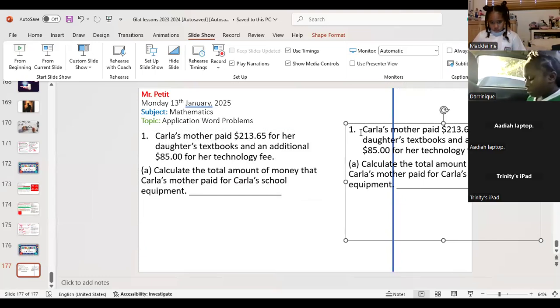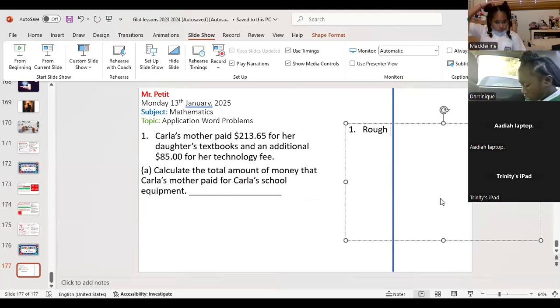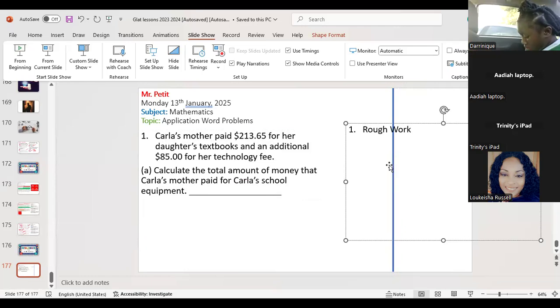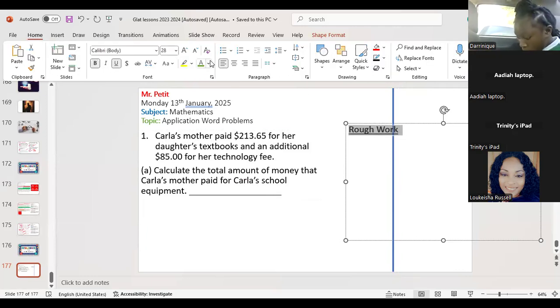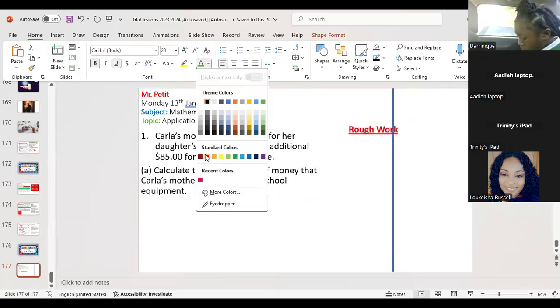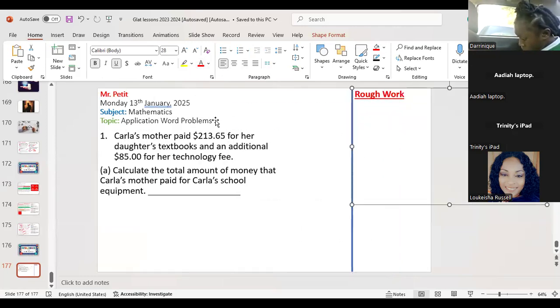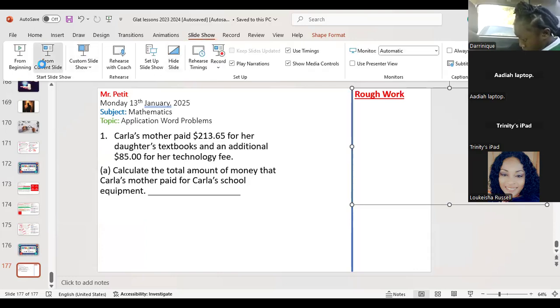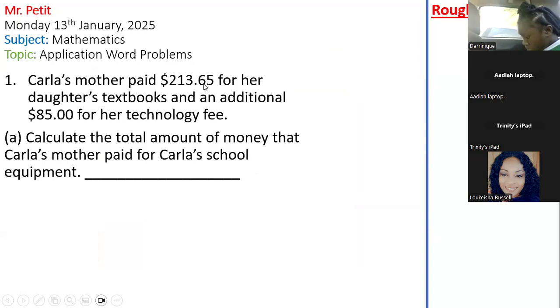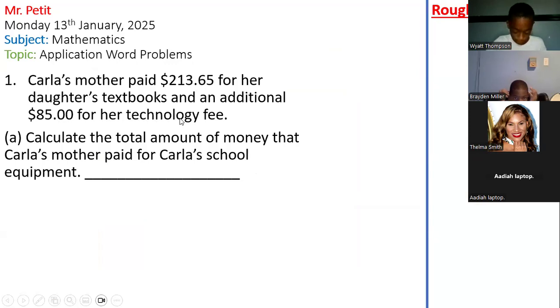Any answers? What y'all got when y'all add them together? Anyone? Go ahead, Trinity. We were supposed to multiply. No, we're supposed to add, because if you look carefully, they said, Carla's mother paid $213.65 for her daughter's textbooks and an additional $85 for a technology fee. So they want you to add $213.65 with $85.